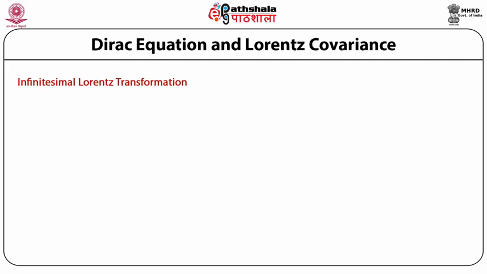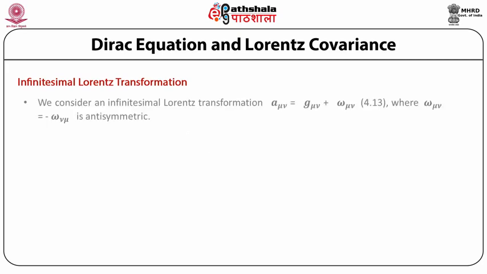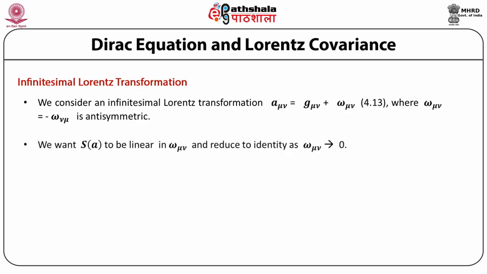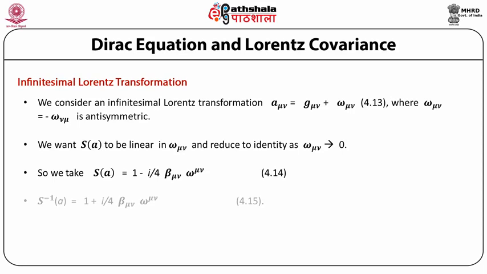To do this, we consider the infinitesimal Lorentz transformation A mu nu is equal to g mu nu plus omega mu nu, where omega mu nu is equal to minus omega nu mu, or it is anti-symmetric. This is to make sure that the product of A's or g's will reduce to 1. We want S(A) to be linear in omega mu nu and reduce to identity as omega mu nu goes to 0. So we take S(A) equal to 1 minus i by 4 beta mu nu omega mu nu, and correspondingly S inverse is 1 plus i by 4 beta mu nu omega mu nu.